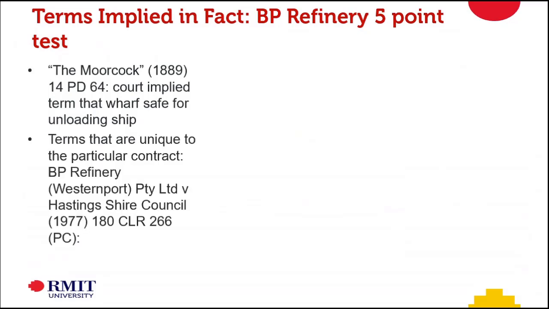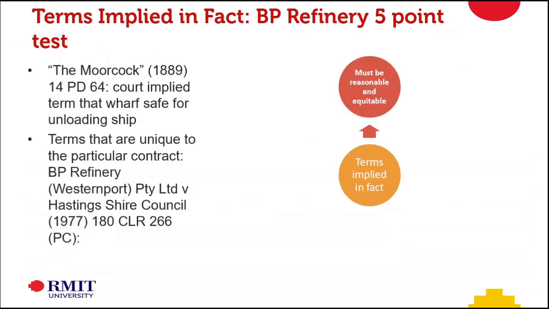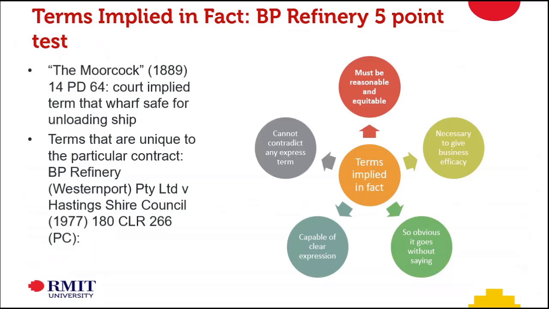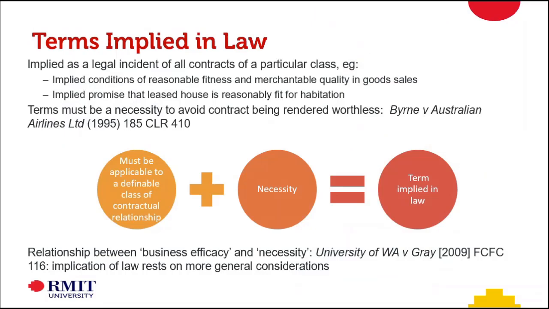Terms implied in fact. So BP Refinery is the Australian codification, for want of a better word, of a very ancient decision in The Moorcock. So terms implied in fact need to be reasonable and equitable. They need to be necessary in order to give business efficacy to the arrangement. They need to be so obvious that it goes without saying. They need to be able to be expressed clearly, and they need to be consistent with, or they cannot contradict, the express terms.